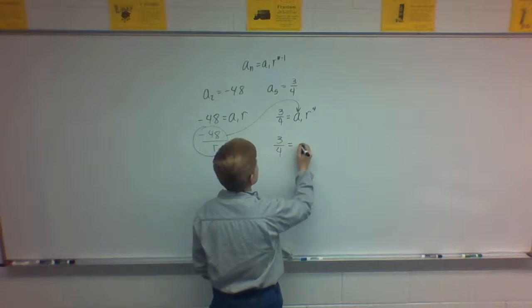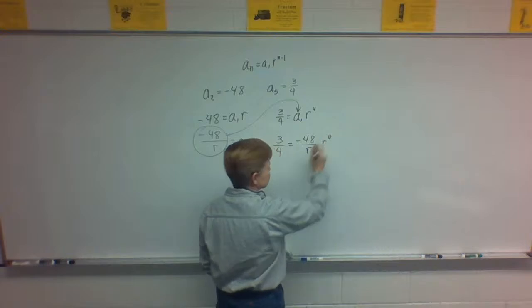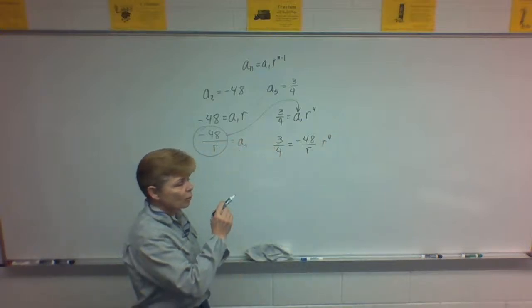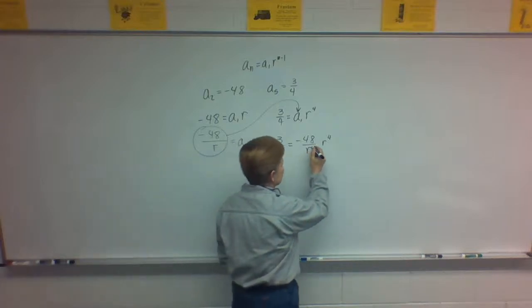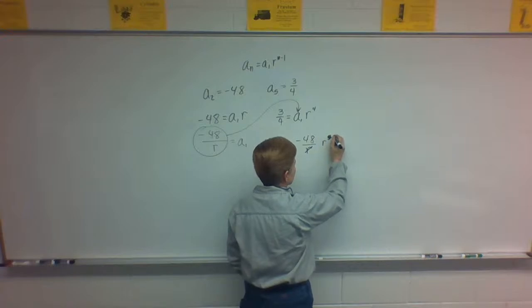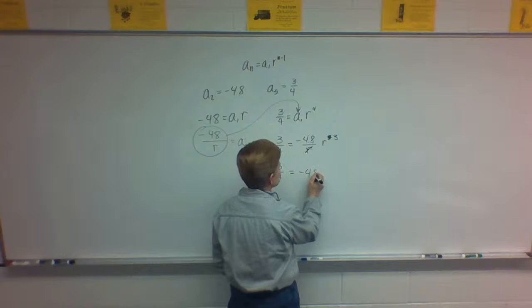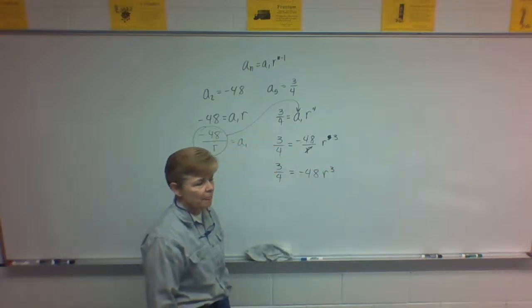3/4 equals negative 48 over R times R to the 4th. Y'all see that? One R will cancel. I have an R in the bottom, I have an R in the top. When I cancel it, I have how many left over? 3. So what I have is 3/4 equals negative 48 R to the 3rd. Will you buy that?